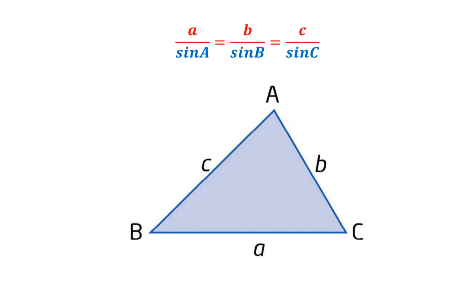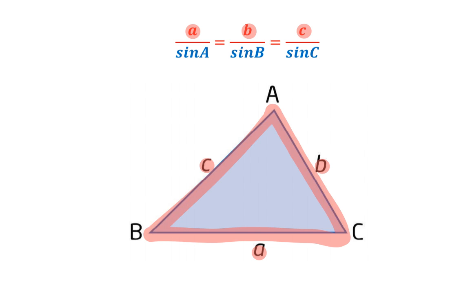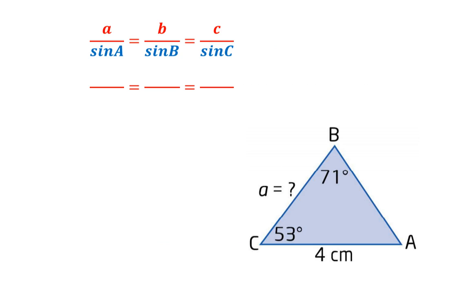At the very top, you'll see the formula for the sine law. It is a over sine A equals b over sine B equals c over sine C. If you remember, lowercase a refers to this side, lowercase b refers to this side, and lowercase c refers to this side. Meanwhile, uppercase A refers to this angle, uppercase B refers to this angle, and uppercase C refers to this angle.